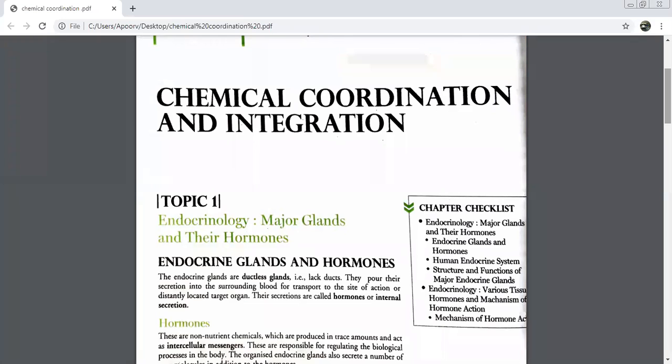Okay, beta. Today we are going to start with a very simple topic, coordination and integration. Before I start with this, tell me, what do you mean by the word coordination? Anybody, please tell me. If you can't give the definition, then try and give an example of coordination.